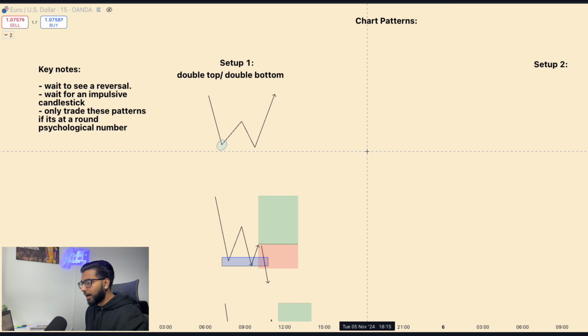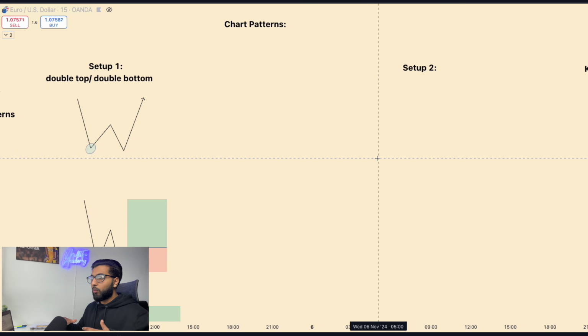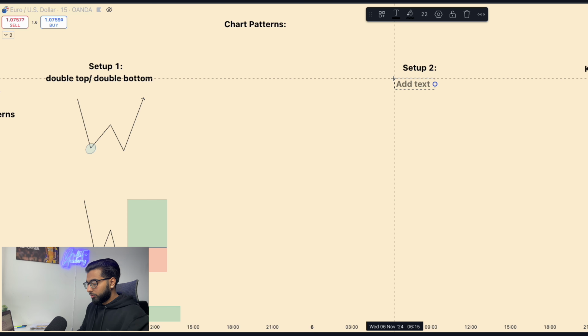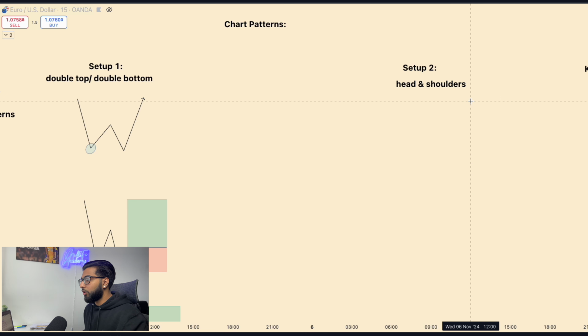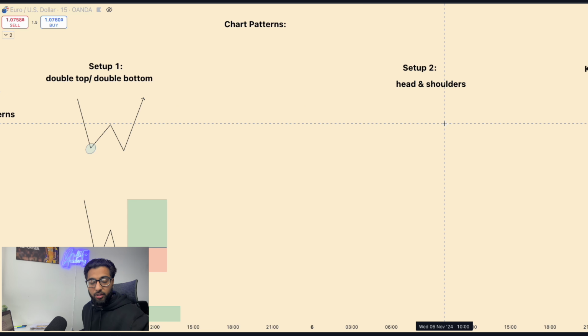Now the second setup, which I use predominantly on higher time frames, but you can still use on a lower time frame as well, is called head and shoulders. Yep, I know it sounds funny, but it's very, very simple. I know it might look very difficult at first, and just a disclaimer, guys, these setups are not going to be very easily visible. But once you train your eyes to notice these setups, you will start to notice them a bit faster.